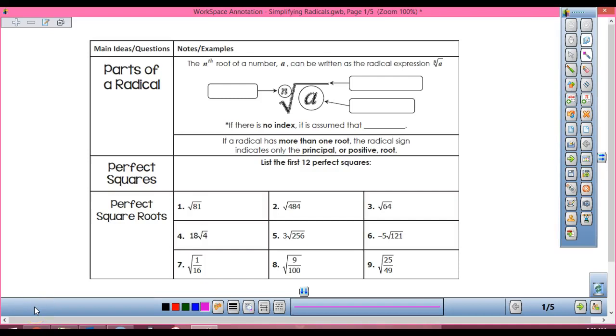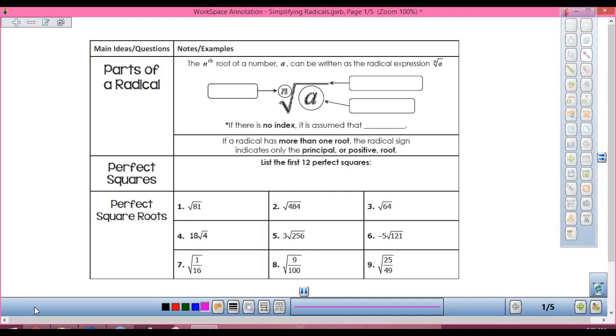All right, so this unit is going to be pretty much all on radicals. And the radicals that we're going to deal with are the square roots. When you get into geometry and algebra 2, you do a little bit more with cube roots and fourth roots and fifth roots and that kind of stuff. We're going to focus mainly on square roots.